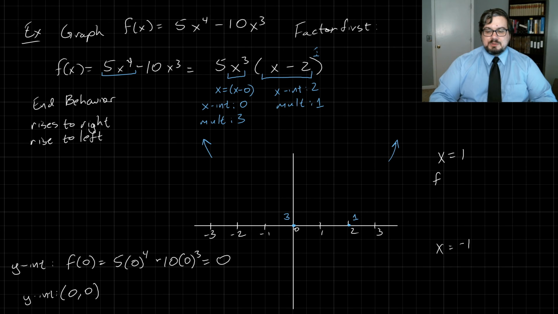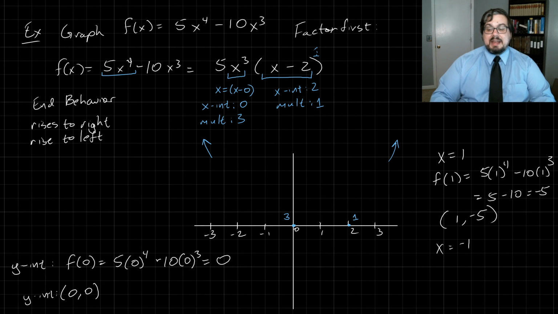So if x equals 1, then we have that f of 1 is 5 times 1 to the 4th minus 10 times 1 cubed, which gives us 5 minus 10, which is negative 5. So that tells me that the point (1, -5) is on the graph. But before sketching it out, let's do the other one so that we know what scale of numbers we're looking at. So we've got 5 for x equals negative 1.